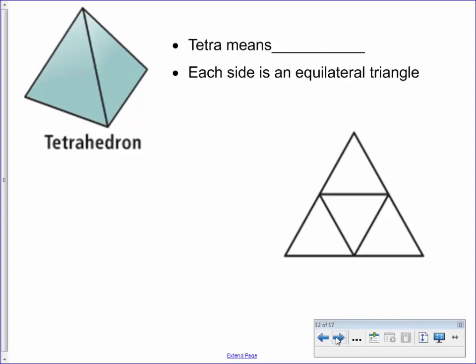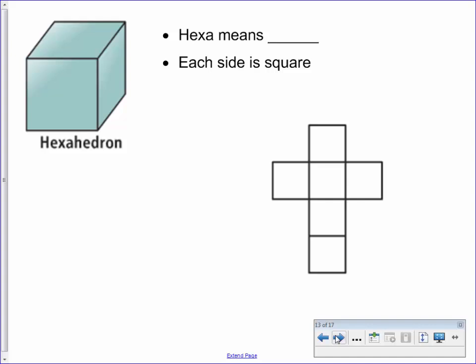So the tetrahedron has 4 different triangles that are created from it when you fold it up. Tetra means the word 4, and each side is an equilateral triangle. So really what you need to take away is 4 equilateral triangles form a tetrahedron. A hexahedron, or we also call this a cube, but its formal name is hexahedron. Hexa actually means 6, because there are 6 squares that fold up to make a hexahedron.